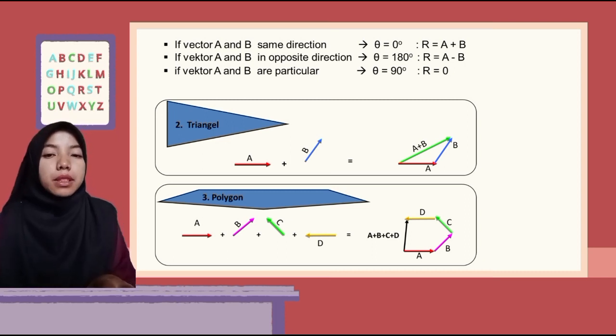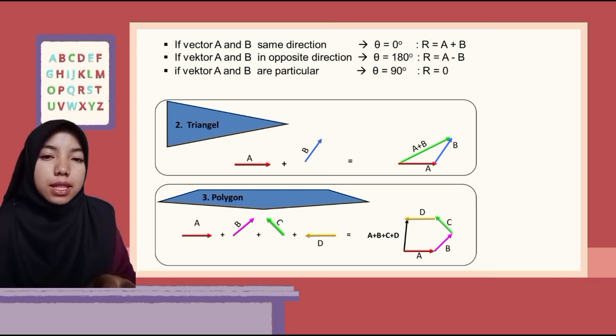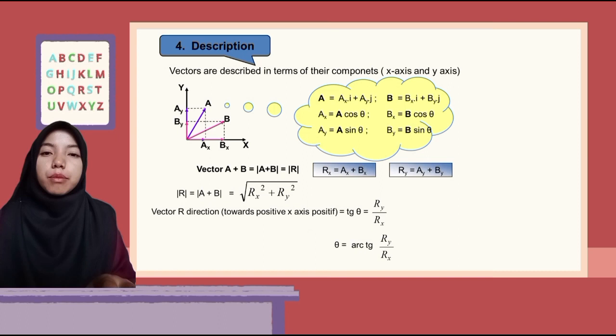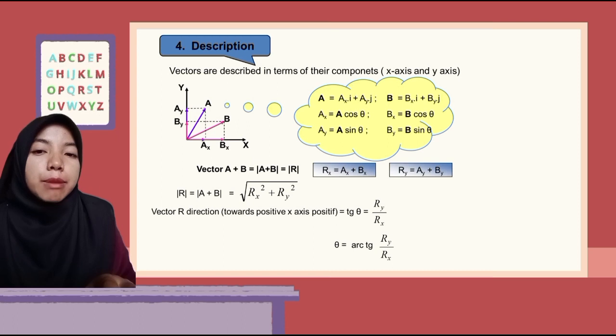The second method is the triangle. We can show it in the image in the slide. The third method is the polygon. The polygon method is used for adding more than two vectors. The fourth method is by description. Vectors are described in terms of their components on the x-axis and y-axis. From the image, it can be deduced as follows.